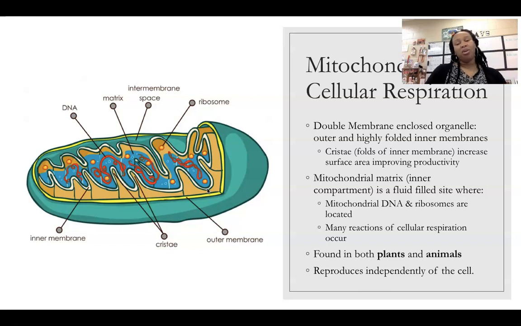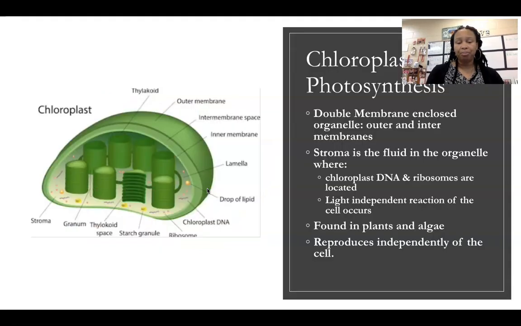Anyway, unlike the rest of the organelles and cells that have to go through the cell cycle, mitochondria are going to divide independently of the cell. So the mitochondria can actually undergo division even when the cell is not in the cell cycle. And it does so through binary fission, which is the same way that bacteria divide.